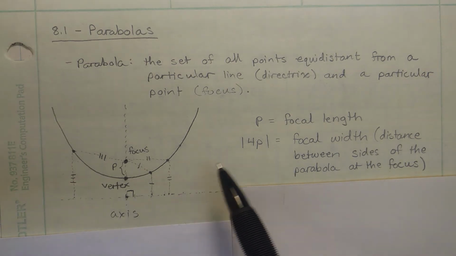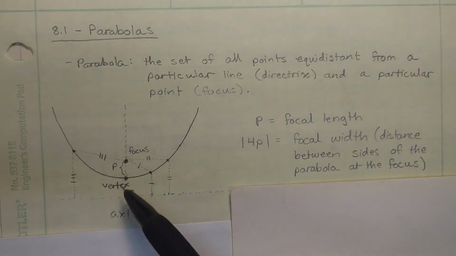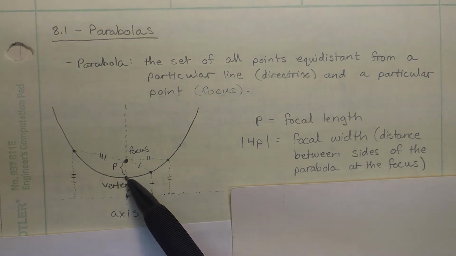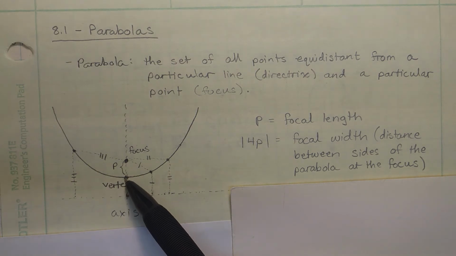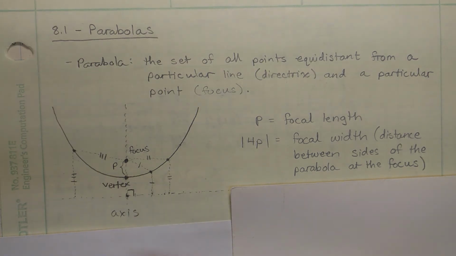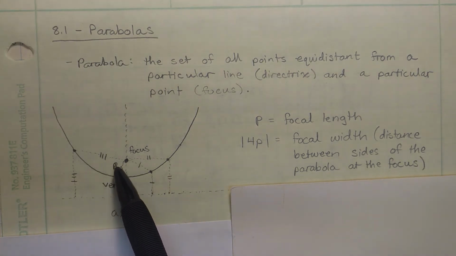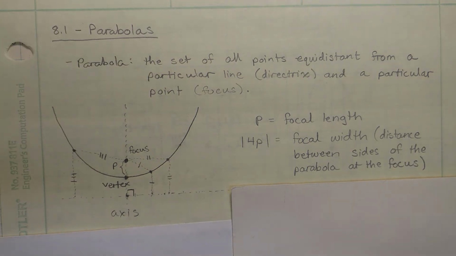We use absolute value because the focal length could be positive or negative. If it's positive, the focus is above the vertex and it opens up. If it's negative, the focus would be below the vertex and it would open down. But the focal width is just a width that's always positive. And so then there's our directrix.